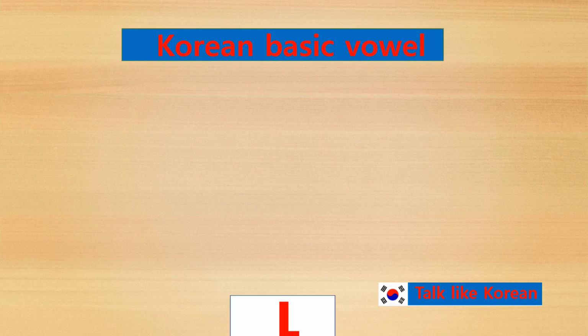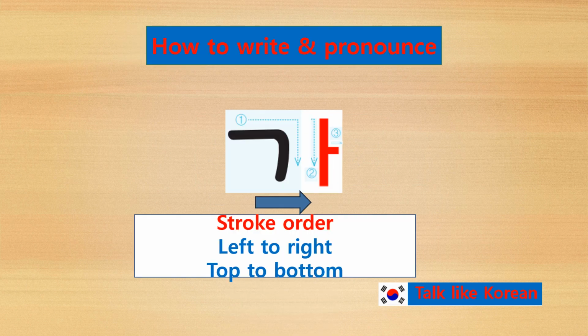So Korean basic vowel, ah. And then how to write and pronounce, okay? So this is, remember, ka. But stroke order is left to right, top to bottom. So ka is left to right, top to bottom, left to right. But I suggest you practice in your own time.